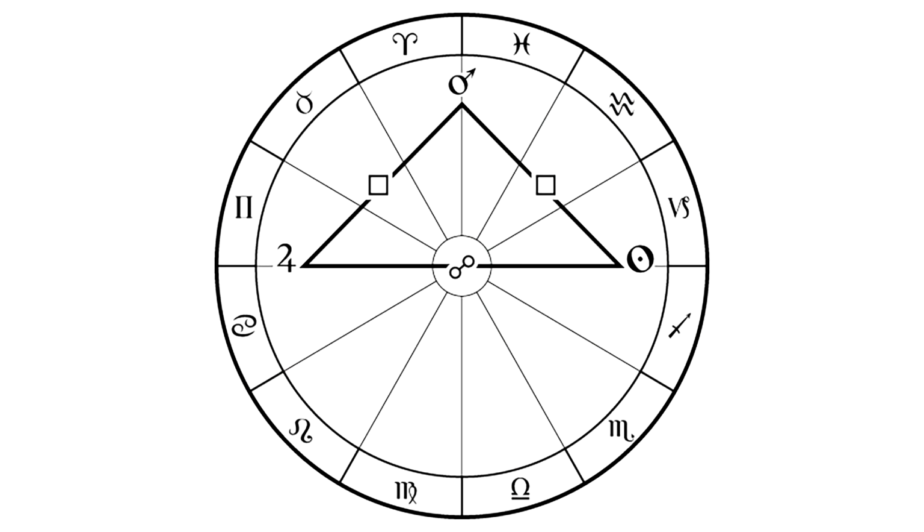Here, I just found a diagram that Paula had made me of the T-square aspect pattern, which is where you have 2 planets in opposition, and then both of them are squaring a third planet simultaneously.